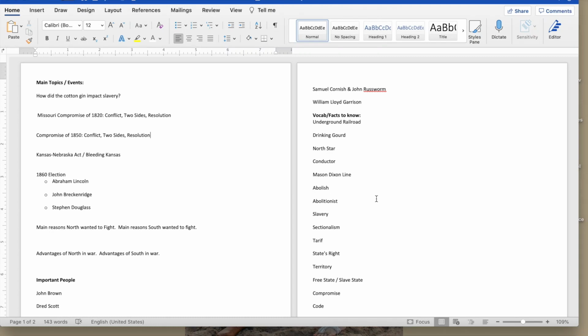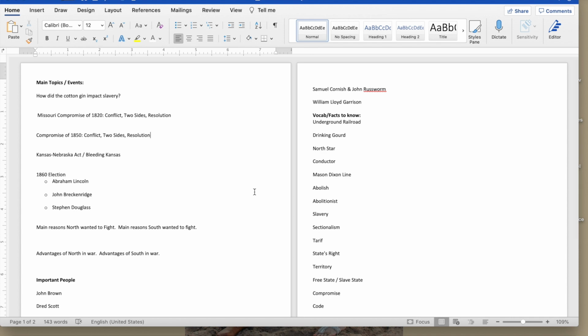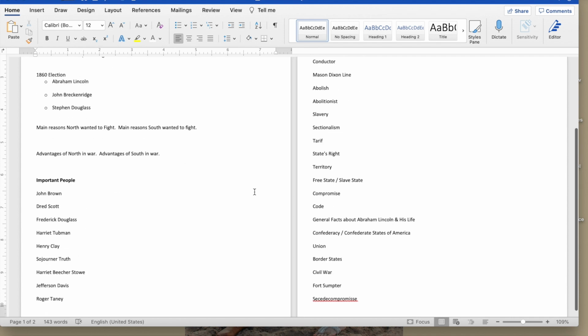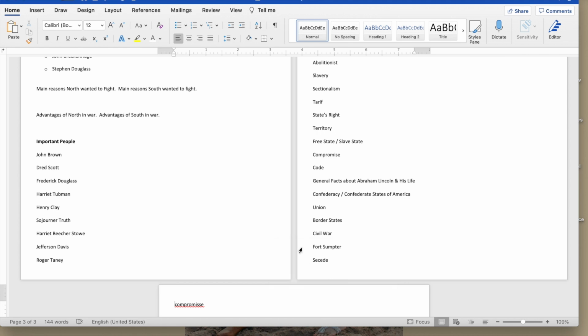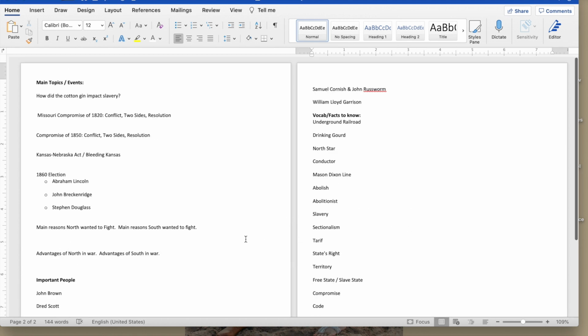Civil War. So I'm going to go through your study guide and give you the answers. So basically, if you pay attention to this and memorize all this, good luck, and then you'll be able to do well on our test. I'm not sure why secede compromise is one word there, but how did the cotton gin impact slavery?